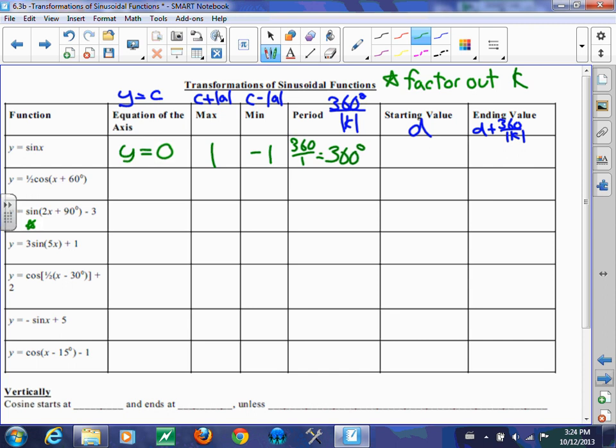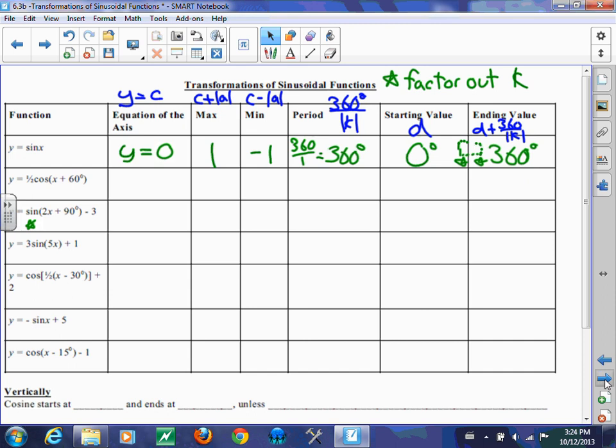Our starting value equals 0 degrees. We're not shifting left or right. So we start at 0 degrees and we go to 360 to be our end value. So we're going to draw our boxes in later between the start value and the end value. So remember we did the dotted boxes? That's what those represent. All right, let's move on to a little harder example.